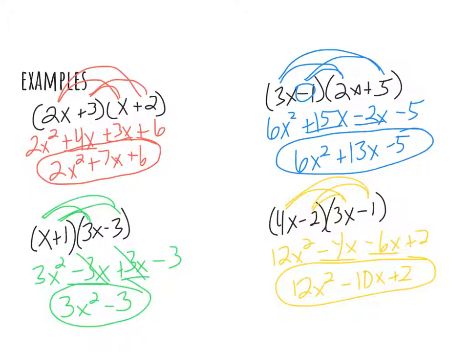Combine my like terms, I've got negative 4x minus 6x, giving me a negative 10x. So when I multiply those two together, I get 12x squared minus 10x plus 2.